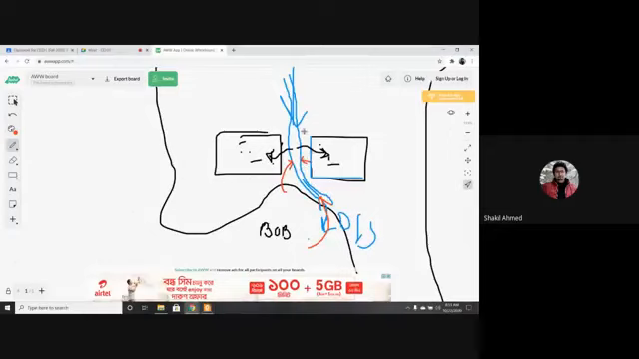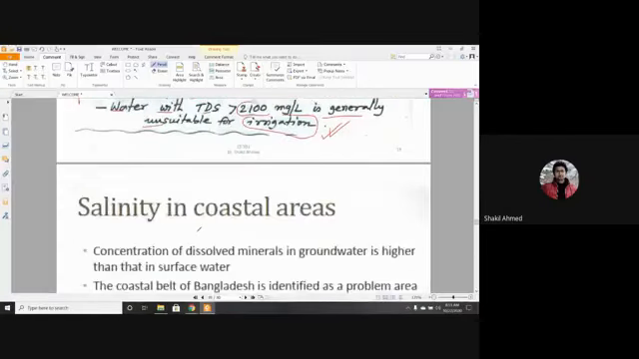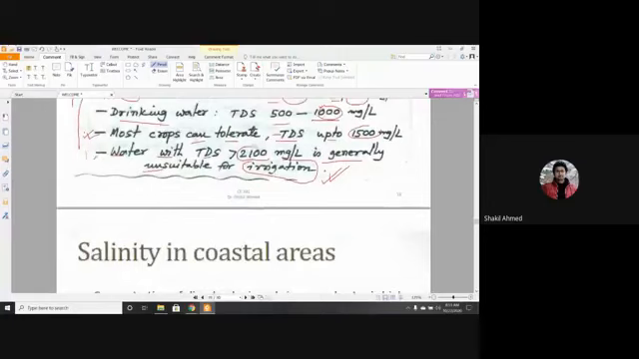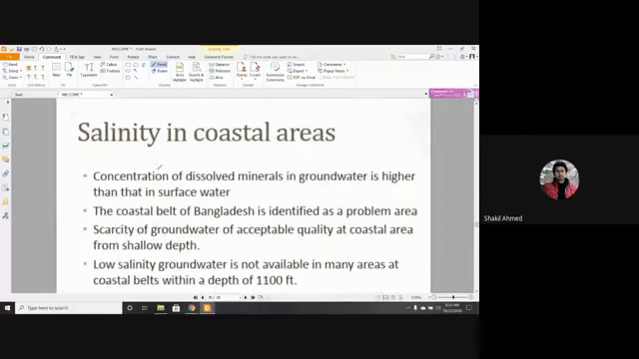And if this water is saline, has TDS more than 2000 or approximately, then can you use it for irrigation? No, sir. That's a problem. So we have to think about this issue, how we can adapt or resolve it.